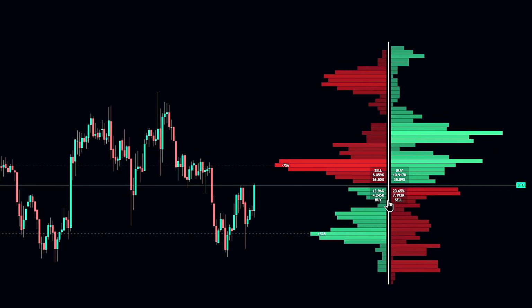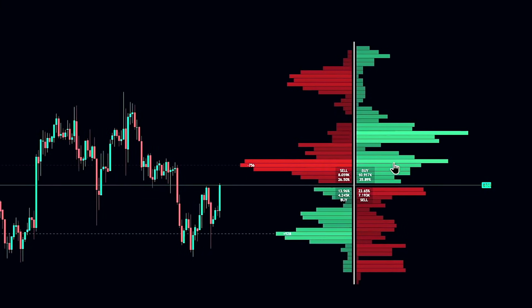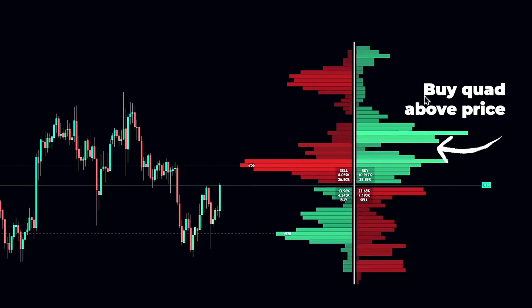Now let's talk about the volume bars themselves. They're divided into 4 sections for a reason. Starting from the top left, we have the sell quadrant above price, which represents bearish volume above the current price. On the top right, you'll see the buy quadrant above price, which shows bullish volume above the current price, of course.